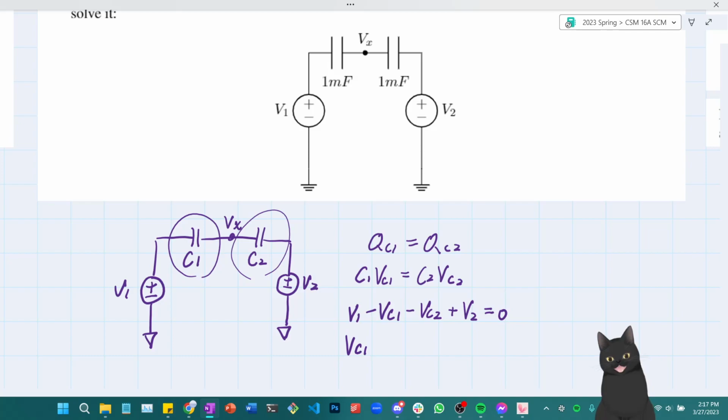So V1 minus V2 is equal to VC1 plus VC2. Well, actually this should be minus here as well. And once again, my passive sign convention follows. I should have done this first.